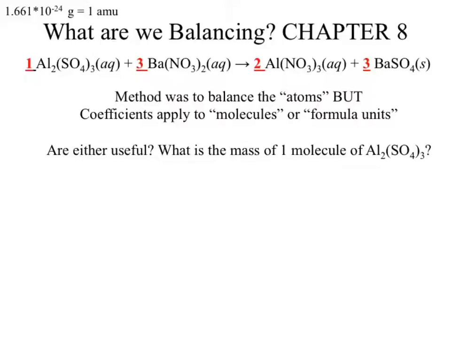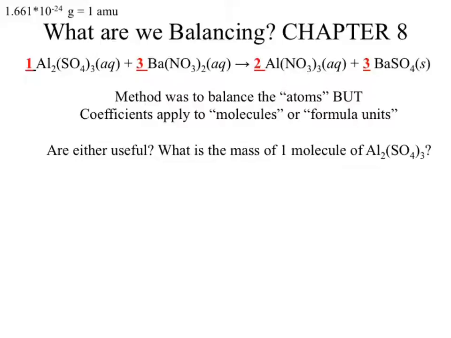When you go into the lab, you aren't grabbing a single molecule of aluminum sulfate. What are you grabbing? A whole bunch of them. Well, can you count each of them? No. Why not? They're incredibly tiny. We can't see them. So we can't even count them to be able to do this process. So how do we even get them?